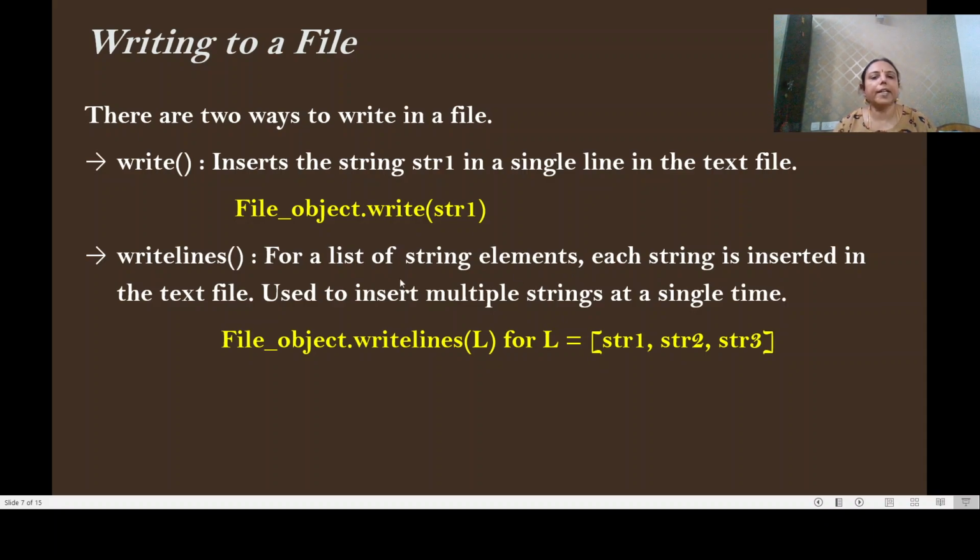If you are going to write a single string, then you go for the write method. If you are going to write multiple strings, which is represented in a list, then you can go for writelines. So you can use file object dot write, string one. This is a variable which will contain the string. Or if you want to mention all the strings in a list and you want to write all these strings into the file, then you go for writelines of L, where L is equal to this list.